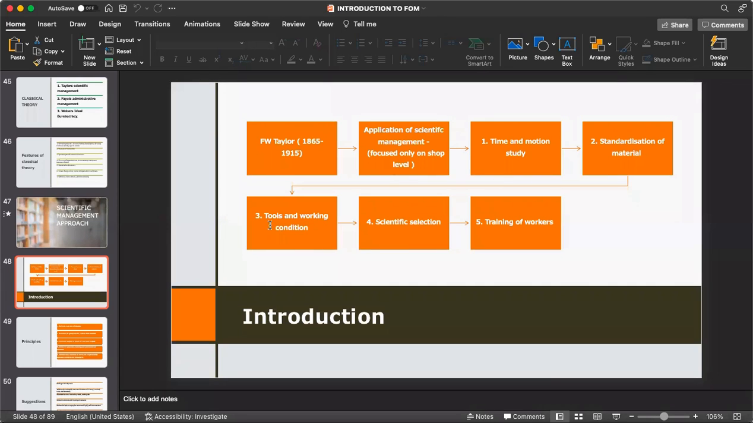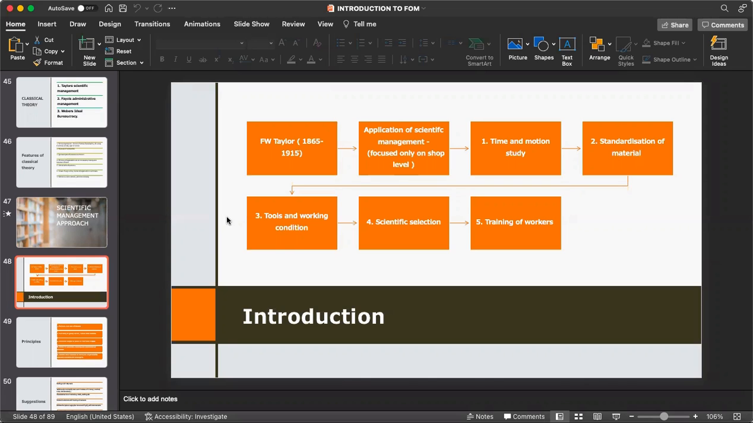Then we have the tools and working condition. Tools means we are talking about the machineries. And working condition is more about the safety of the worker. You could say dehumidification machineries, the ventilation in the factory, air conditioning in the factory, the safety equipment available for the workers. That exactly will come under tools and working condition.